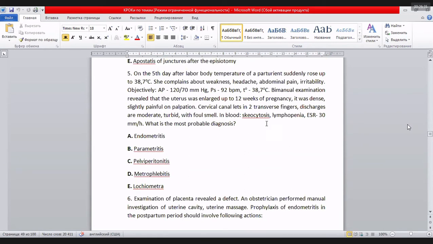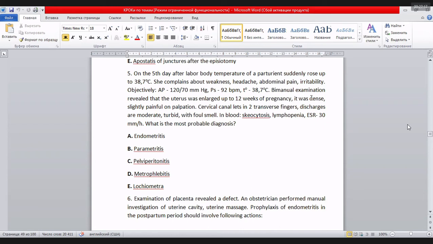Number 5. On the 5th day after labor, body temperature of the parturient suddenly rose up to 38.7. She complains about weakness, headache, abdominal pain, irritability. Objectively, normal BP, we have acceleration of the pulse, 92 per minute, temperature 38.7 increased. During bimanual examination, uterus enlarged up to 12 weeks of pregnancy. Dense, slightly painful on palpation. Cervical canal lets in two transverse fingers. Discharges moderate, turbid with foul smell.